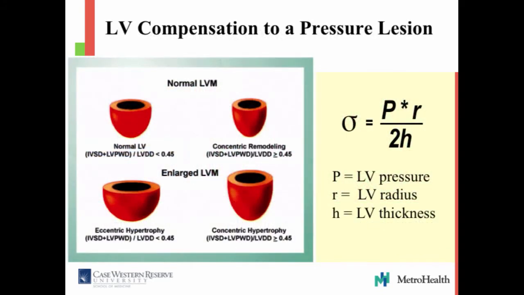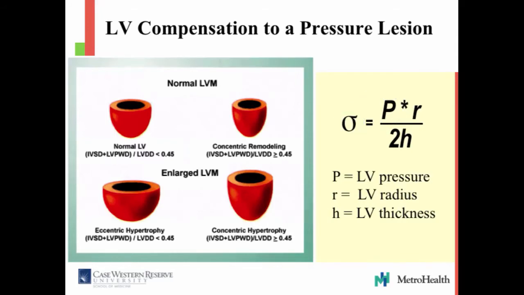Okay, so how does the left ventricle compensate for the pressure lesion? The way the ventricle compensates for the pressure lesion is that as your pressure goes up, what you want to do is keep the strain constant. So if the numerator goes up, the denominator needs to go up. So H is the thickness of the left ventricle. So as the pressure goes up, the thickness goes up. That's a very, very simple compensation. A beautiful formula, makes a lot of sense.